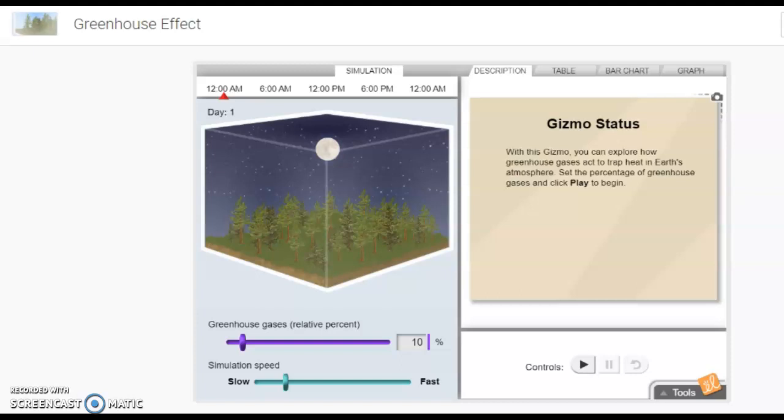This video is looking at the Gizmo greenhouse effect. Greenhouse gases are gases in Earth's atmosphere that trap heat. They let sunlight pass through the atmosphere, but they prevent the heat that the sunlight brings from leaving the atmosphere. The main greenhouse gases are water vapor, carbon dioxide, methane, ozone, and nitrous oxide. So greenhouse gases play a major role in regulating Earth's climate.